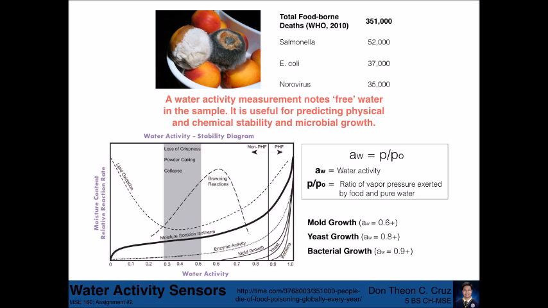Water activity is a measure of free water in the system. It is not the total water content; rather, it is the water that is available for use by the microbes. A graph here shows the reaction rate versus water activity, where the highest water activity is 1 for pure water.